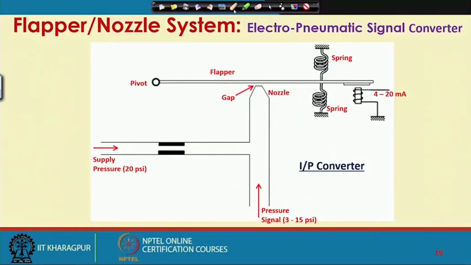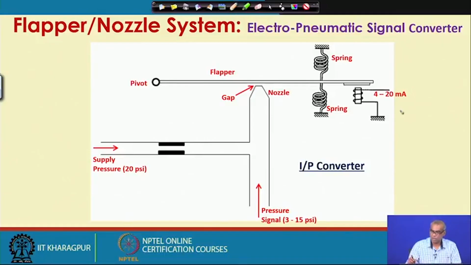Now, look at this schematic. I send a 4 to 20 milliampere current which is coming from an electrical controller, let us say, and let us send it through, let us say, a soft iron core. So, when this current passes through this, it behaves like a magnet. So, it will attract the flapper towards it.